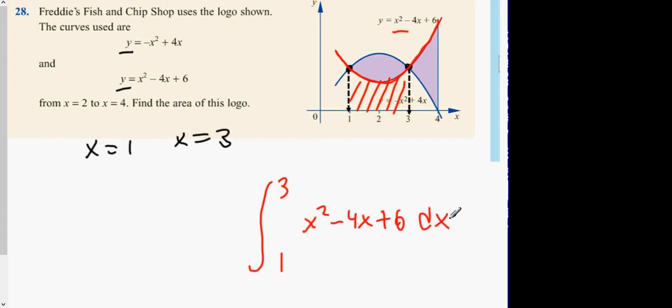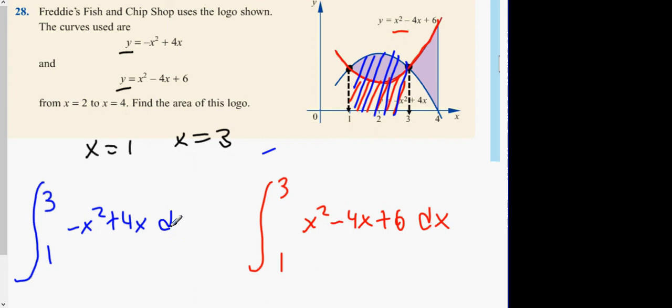Now what Simon was getting at is correct. What happened here is, if I integrated the blue part, I'm getting this part here. Now what's happening there? I'm double counting the white region or the red region underneath. So I'm going to subtract them away from each other. So I'm going to get the integral from 3 to 1 of minus x squared plus 4x dx, and I'm going to take away the integral from 3 to 1 of x squared minus 4x plus 6 dx. Do you understand that? Okay, so that's what I'm going to do.